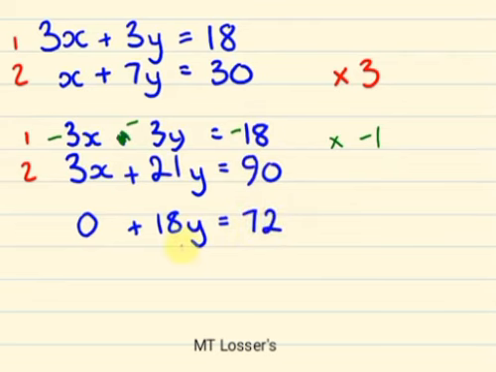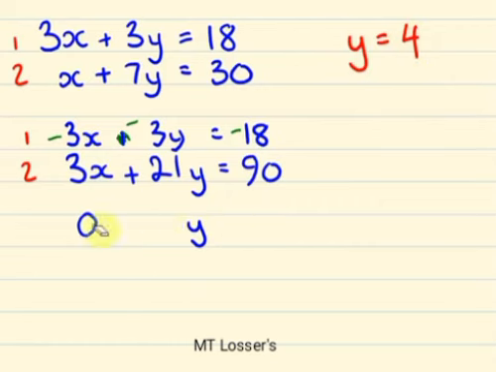Okay, what number do you times by 18 to get 72? Well, hopefully you can go 72 divided by 18 and you find out that y is indeed equal to, I'm just going to write up over here, y equals 4. Okay, so let's rub these ones out.